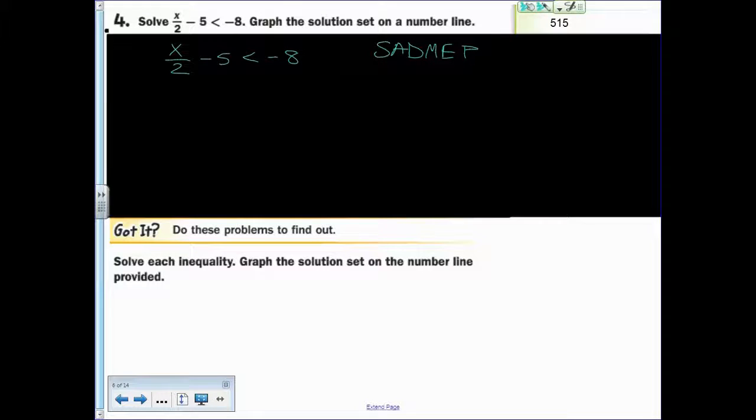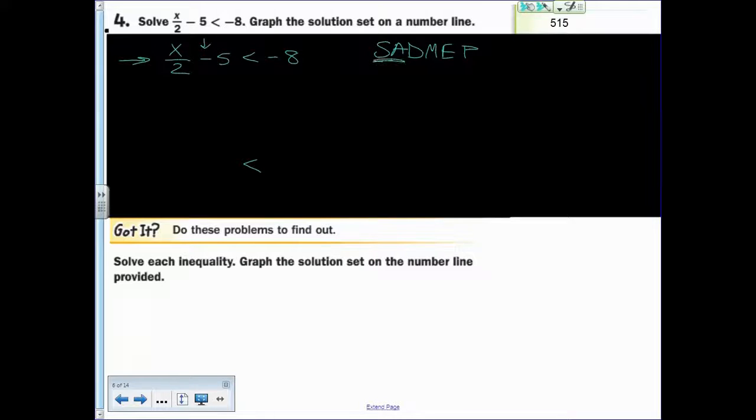So now that it's come back up, we probably should say, is this going to be a flip or no flip? Well, notice this time the minus is with the constant. It is with minus 5. Over here where our coefficient is, it's positive. This is going to be a no flip. So when we're done with this problem, it will still be a less than symbol.